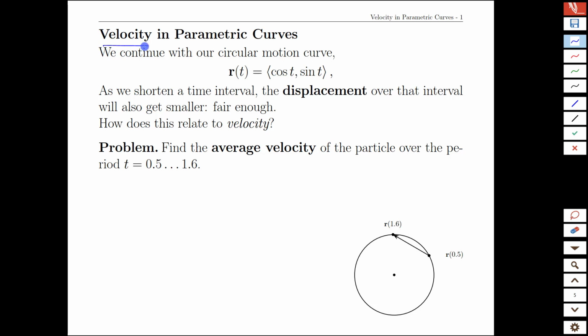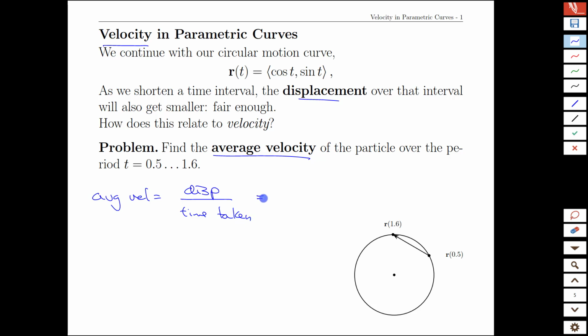If we're looking at velocities, remember velocities are not just displacements. Velocities are displacements over time, or the ratio of displacement to time. For example, if we return to our original values here, and we talk about the average velocity, it equals the displacement divided by the time taken.